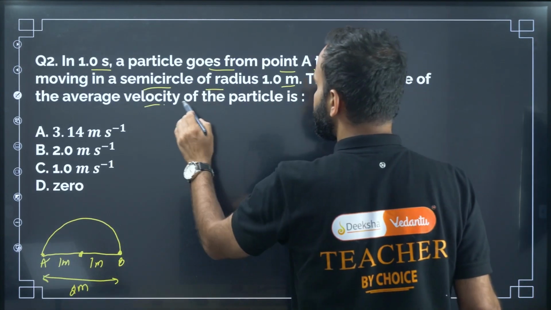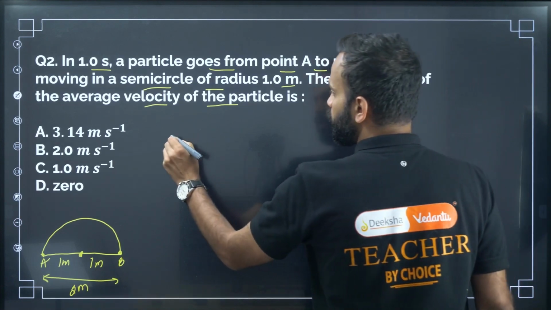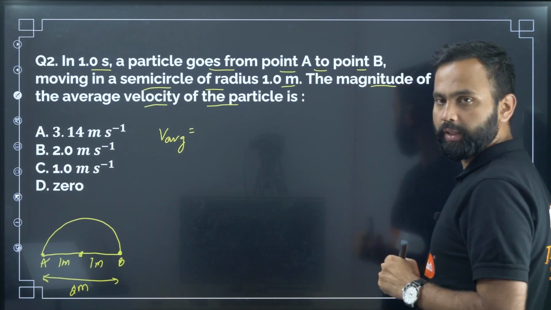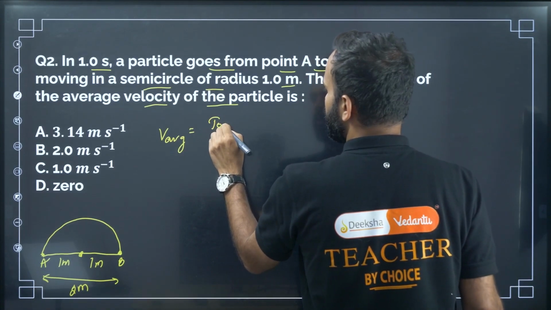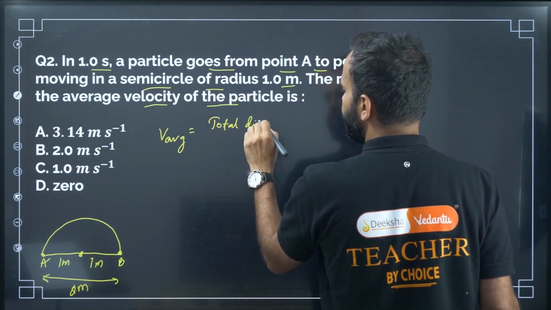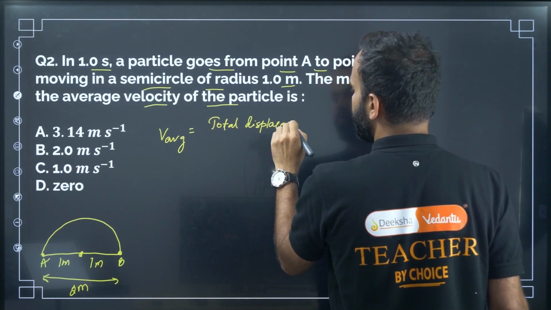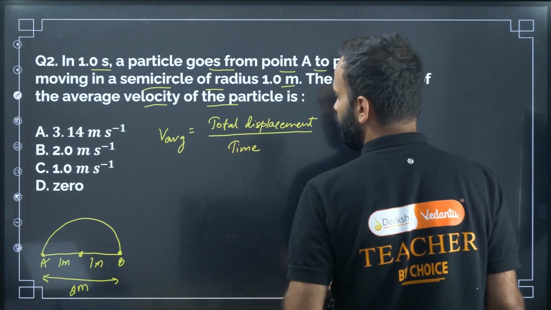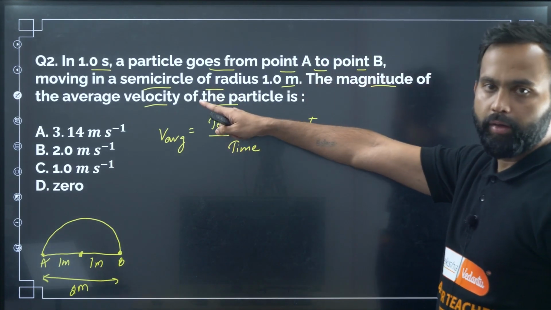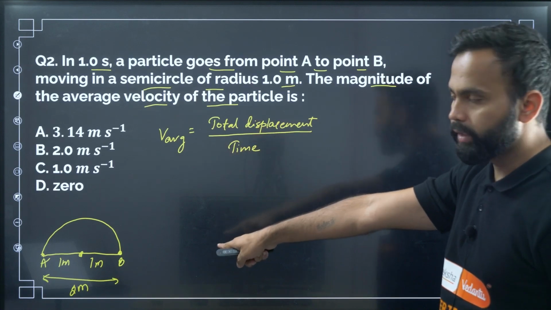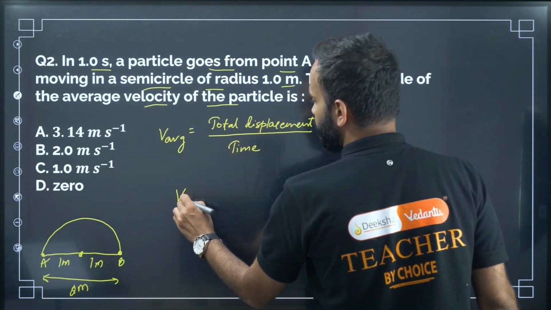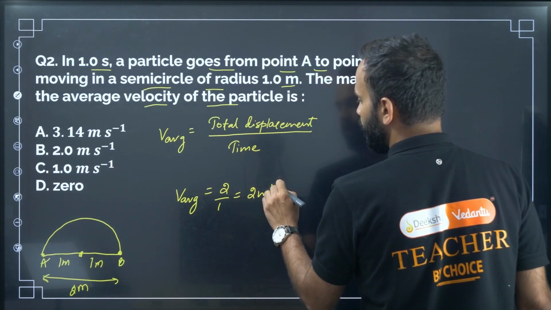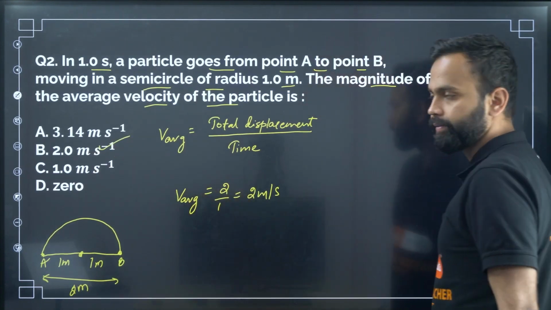The magnitude of the average velocity of the particle is equal to the magnitude of the total displacement divided by the time interval, right? What is the time interval? 1 second. What is the total displacement? 2 meter. So V average is equal to 2 divided by 1, which is equal to 2 meter per second. The correct option is B.